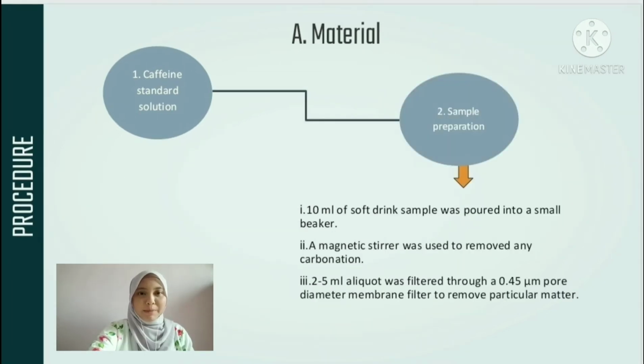Step 2. Sample preparation. 10 ml of soft drink sample was poured into a small beaker. A magnetic stirrer was used to remove any carbonation. 2 to 5 ml of liquid was filtered through a 0.45 micrometer pore diameter membrane filter to remove particulate matter.